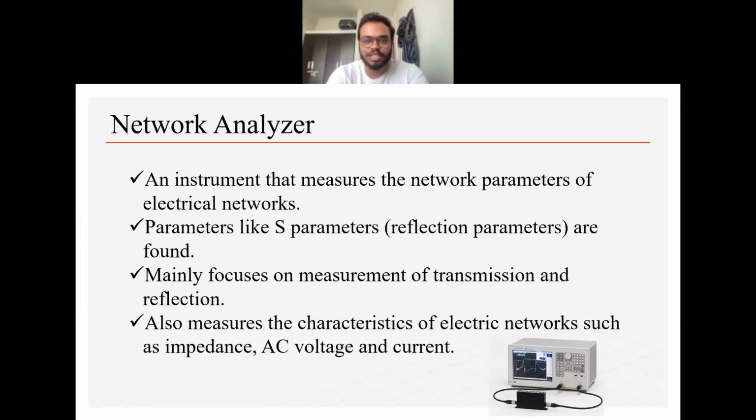A network analyzer is an instrument that measures the network parameters of electrical networks. Here, the network parameters are like S parameters, that is, scattering parameters. We mainly focus on two scattering parameters, reflection and transmission. The network analyzer also measures the characteristics of electrical networks like impedance, AC voltage, and also current.